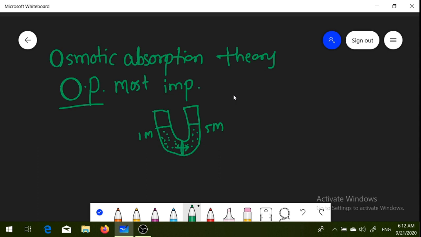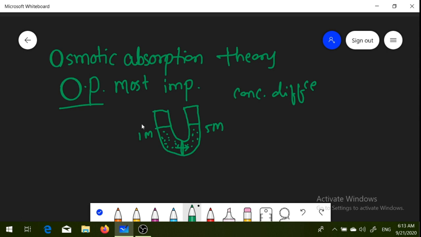Concentration difference. That means it is a 1 molar solution, and it is a 5 molar solution. So here the water is more and the solutes are less. Here the water is less and the solutes are high. And through the semi-permeable membrane, water moves from the low concentrated solution to the high concentrated solution. So it is known as the osmotic potential or osmotic pressure.